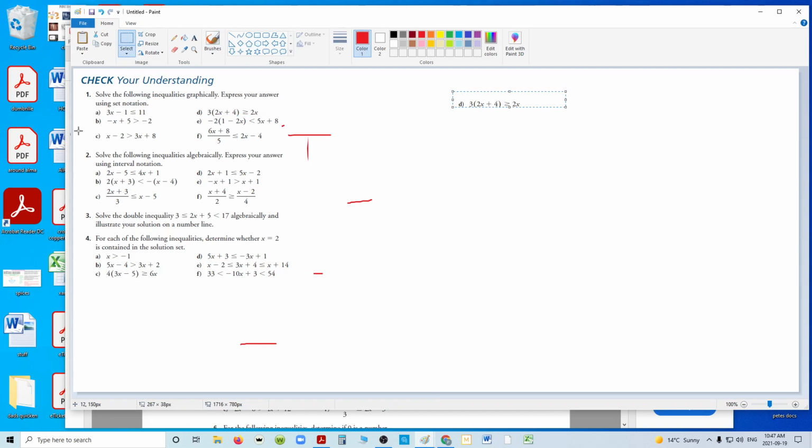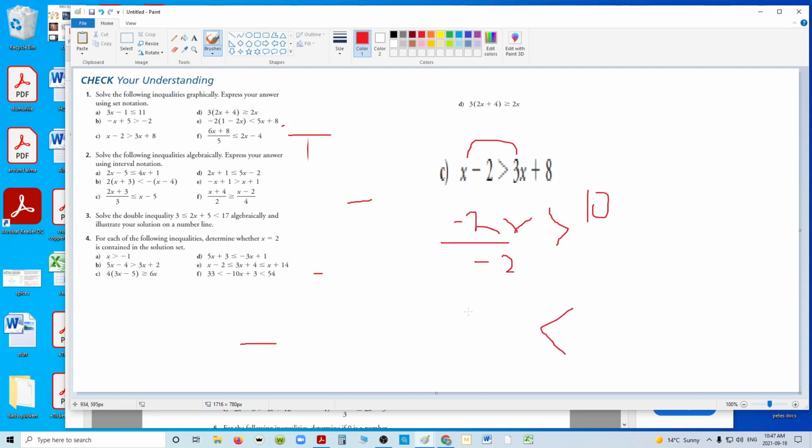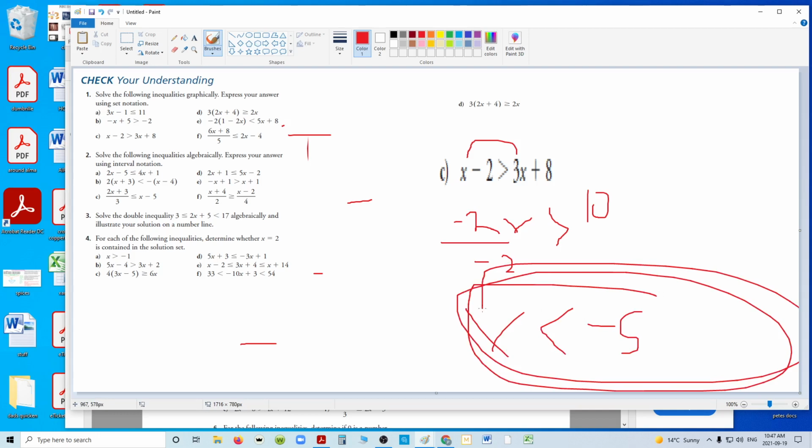By the way, if we'd done this one and instead brought the 3x to this side, I get minus 2x. And the 2 to the other side, I get is bigger than 10. And then divided by minus 2 and switch the sign, we get the same information, the same result, which shows you that switching the sign when you divide by a negative number is necessary.